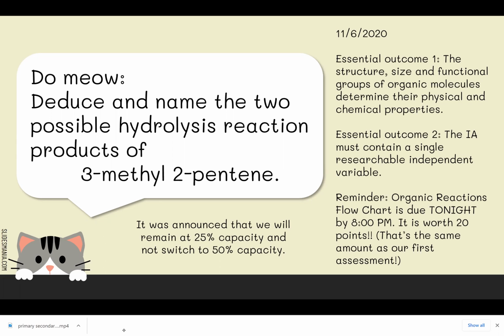Okay, so we're moving on to essential outcome number 2. The IA has to have a single researchable independent variable. And we're going to talk about what that means in some notes today. Just a reminder that the organic reactions flow chart is due by 8 o'clock tonight. It's worth 20 points. It's the same as our first assessment.